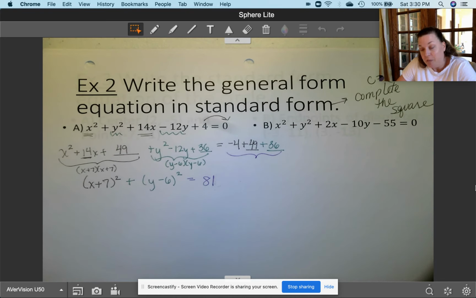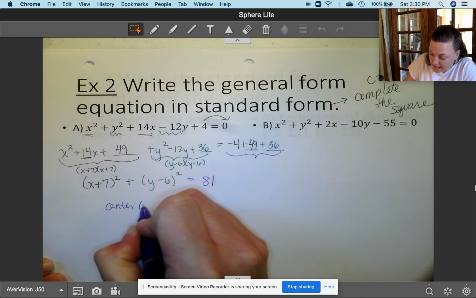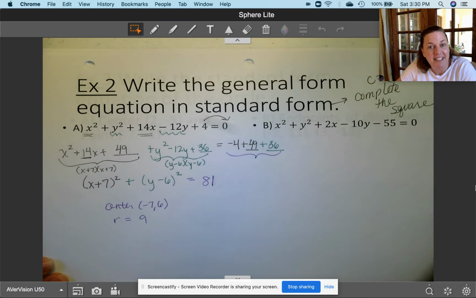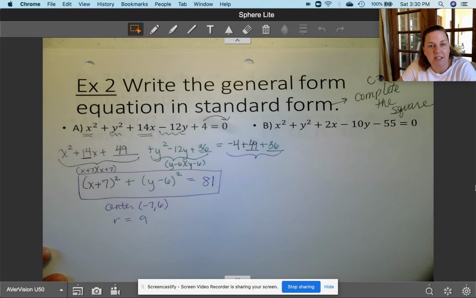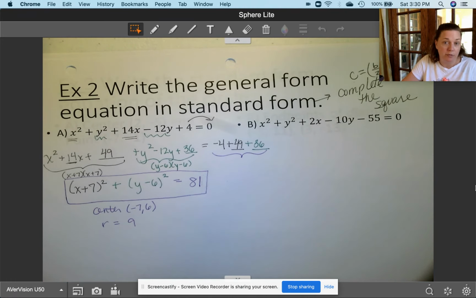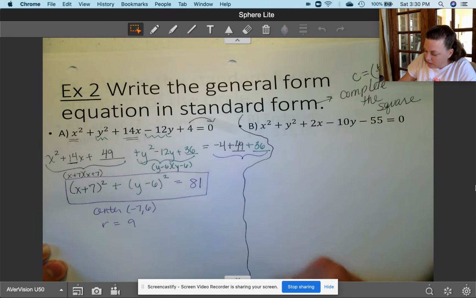That's it, ladies and gentlemen. It's in standard form. The center is negative 7, positive 6, and the radius is 9. So this is standard form. This is all they were looking for. This is great practice for completing the square, also a skill that you're going to have to remember later on. So I just wanted to put it out there so that you were forced to remember it. I'm going to draw a line because my work got a little bit crazy, Jones. All right.